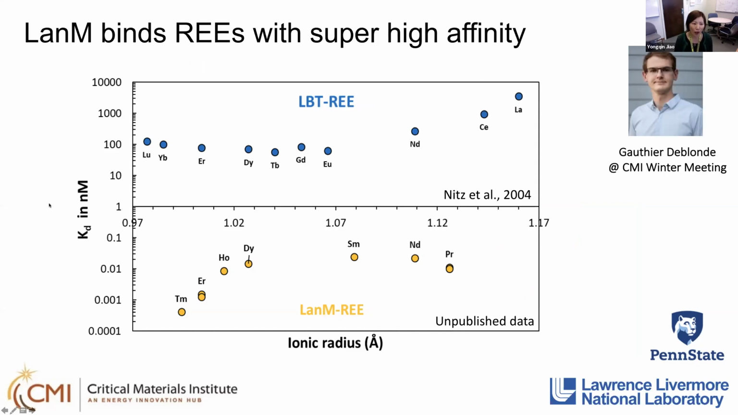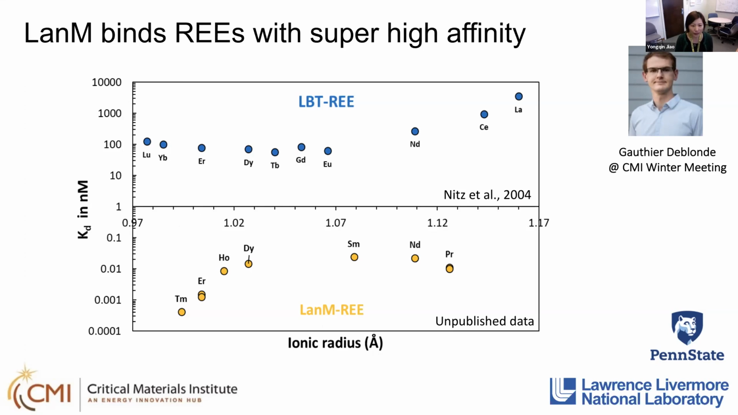So in this plot, I'm showing you that the LAM binds rare earths with high affinity. The y-axis is the Kd, the dissociation constant, in units of nanomolar, and the x-axis is the ionic radius to differentiate the different rare earths. The dissociation constant has an inverse relationship with log beta, which is the affinity, meaning that the lower the number, the higher the binding affinity is.